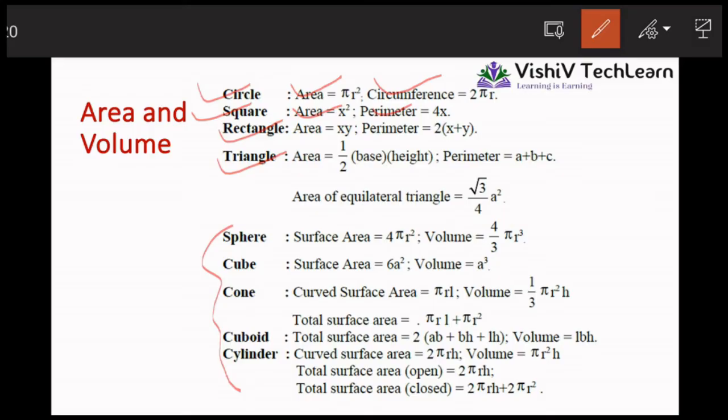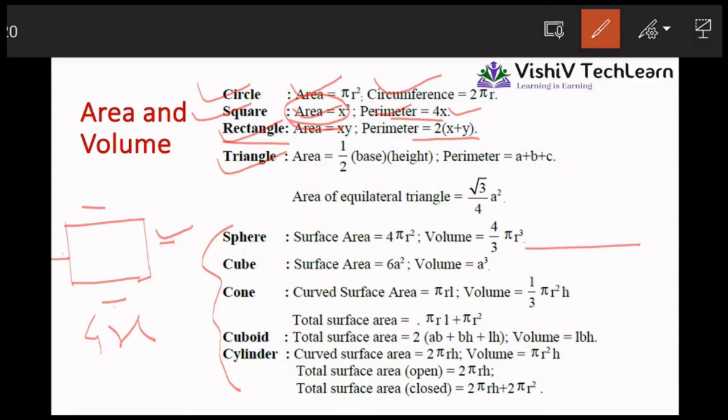For example, in case of a square, if we consider this square, it has all sides equal. All these sides are always equal for a square, and that's why the perimeter is x plus x plus x plus x. So if we add all these sides, we get 4x, and that is how the formula is. Similarly, in case of a rectangle, we have 2(x plus y).